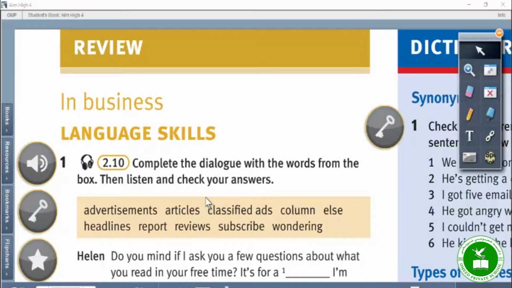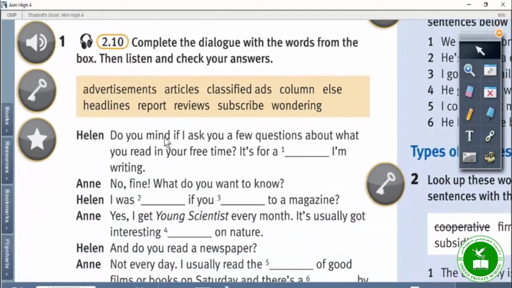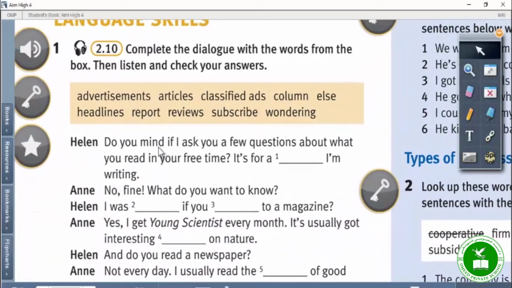Our today's lesson is review part. As you remember, we have said something about business and today we'll have a review of that. So in business language skills, it says to complete the dialogue with the words from the box, then listen and check your answers. Okay, and here we have some words with some blanks. Let's complete the blanks with these words. I wish you could complete it now. Listen and check your answers, please.